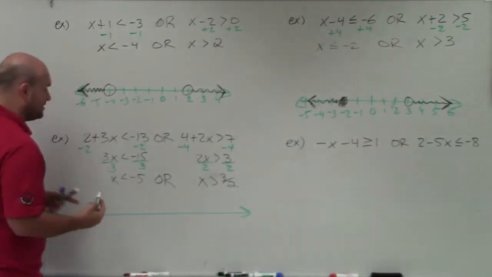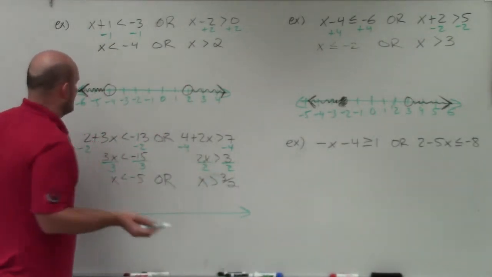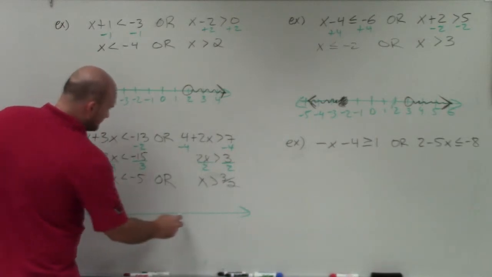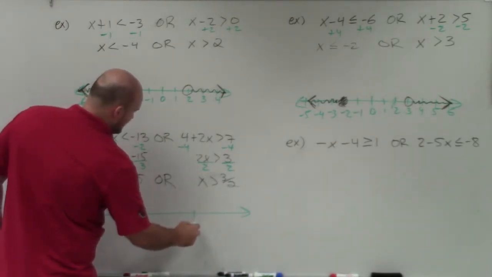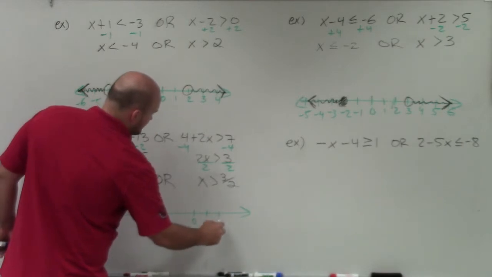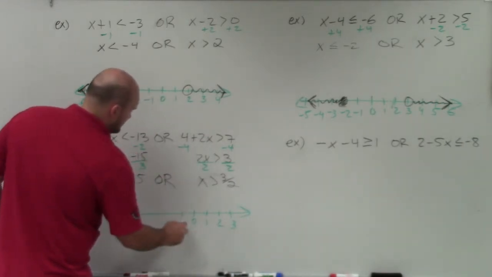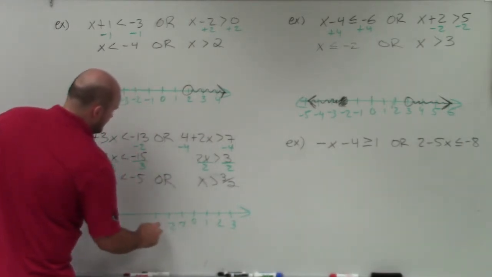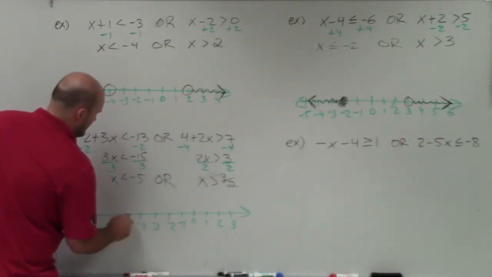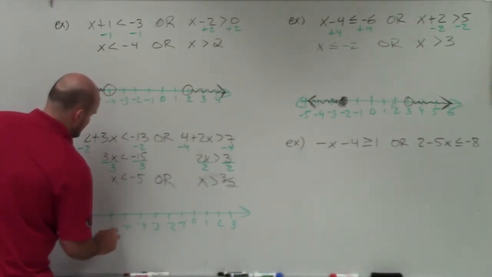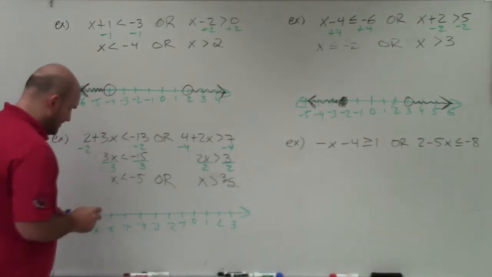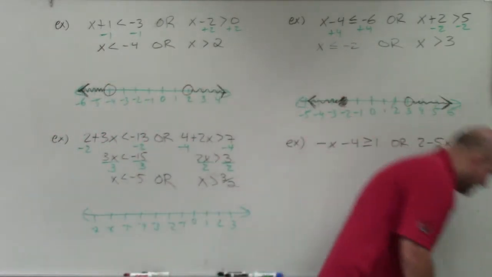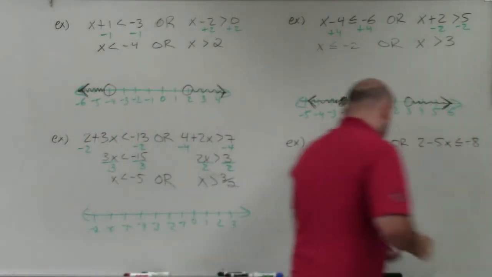OK, so my number line has to include -5 up to like 1.5. So I'm going to have 0 right here. So 1, 2, 3. I'll do -1, -2, -3, -4, -5, -6, -7. Again, just like we did before, I'm dropping all my markers.